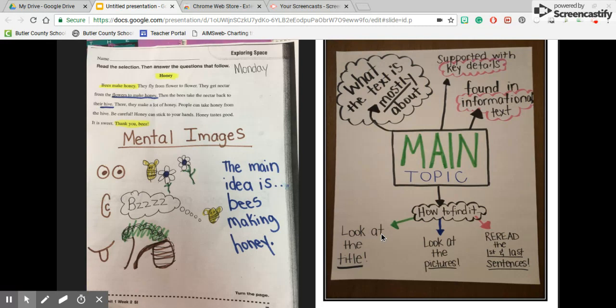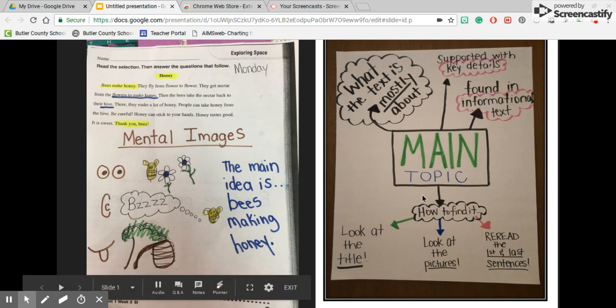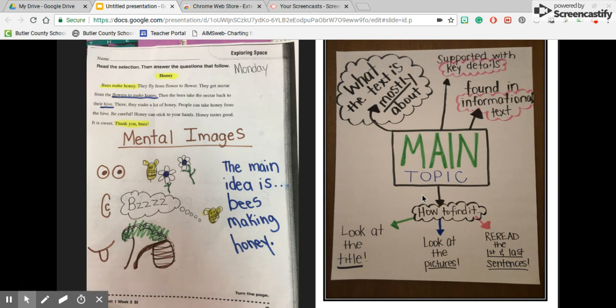Well, the first thing that I would do would be to look at the title. So I'm going to go over to my passage, and I highlighted the title, and the title is Honey. So that kind of gives me a clue of what the passage is going to be about. Well, then I could look at the pictures. In this case, we don't have pictures. So we're going to have to come up with pictures in our brain. And I'll come back to that in just a second.